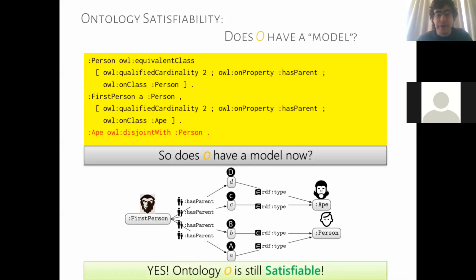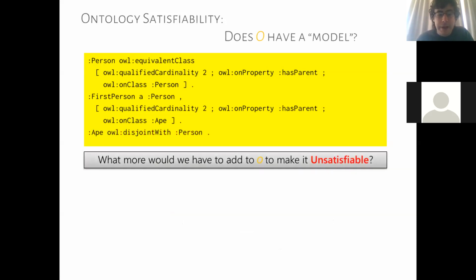So the ontology O is still satisfiable. There is still some way of drawing out a model for the ontology. So what would we have to add to O to make it unsatisfiable? What would we add to make it so that we can't possibly create a world that this ontology describes?